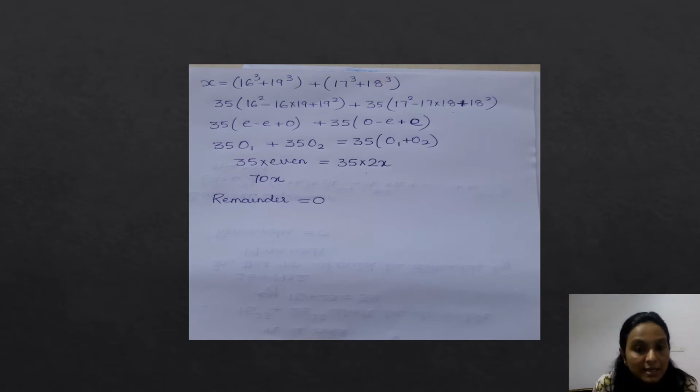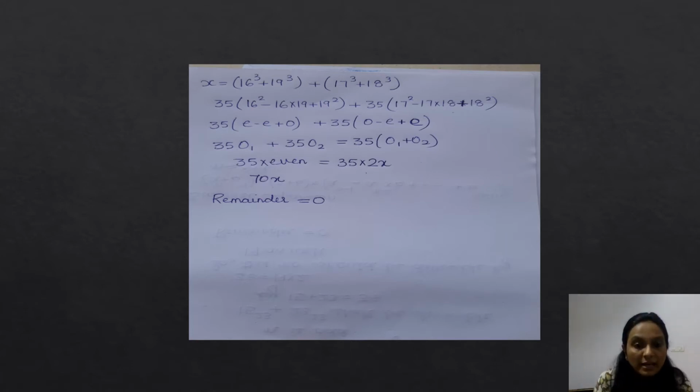Now, this can be written as 35 into 16 square minus 16 into 19 plus 19 square plus 35 into 17 square minus 17 into 18 plus 18 square. Now, why have we rearranged in this fashion? Because the divisor was 70. So, we were just trying to get near to 70. 35 is basically half of your divisor of 70. That is why this rearrangement.